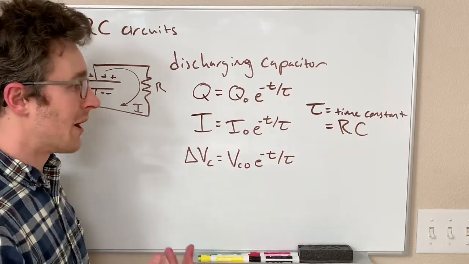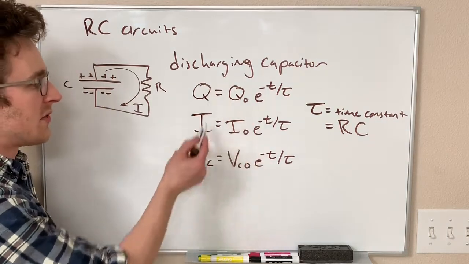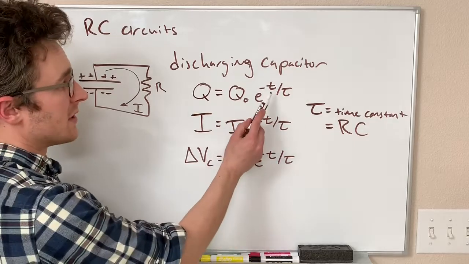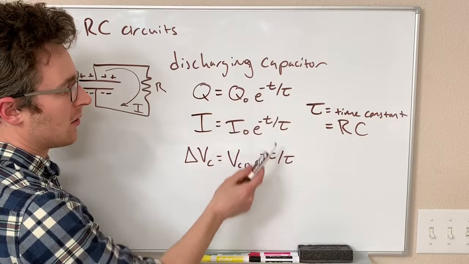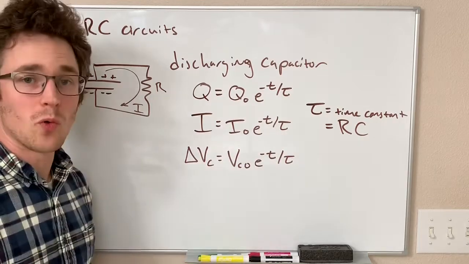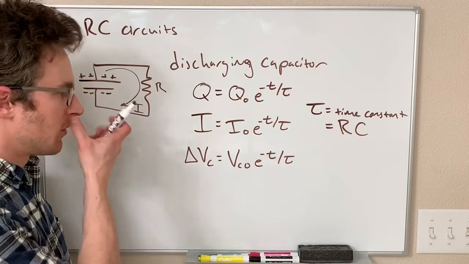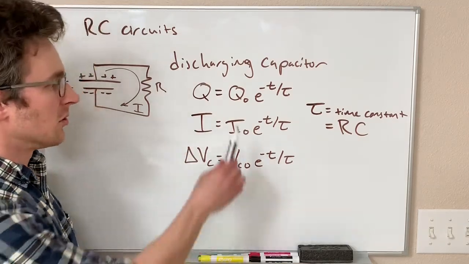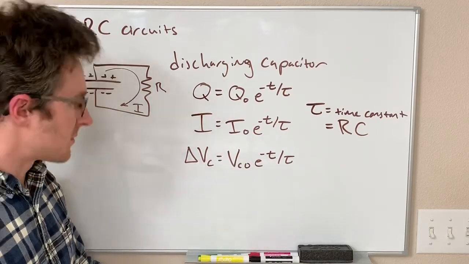So this is the amount of time it takes our circuit such that these values all decay by a factor of e. Right, so if I plug in t equals tau, I get e to the minus tau over tau in all of these, which is e to the minus 1, which is about 37%. So that is the time it takes all of these values to decay to 37% of their initial values. All right.